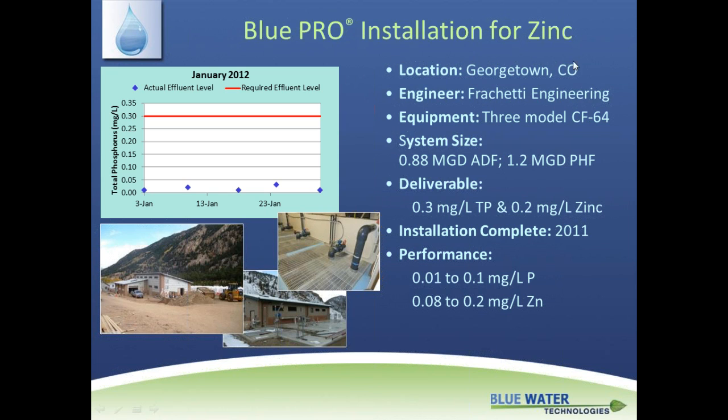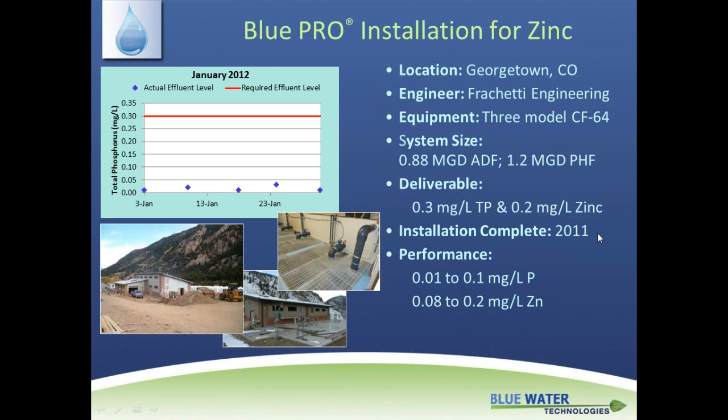Blue Pro installation for zinc. This is in a historical mining district, another one of those where there's cadmium and copper contamination. This is a municipal site that got hit with a permit level for phosphorus and zinc. So you see the permit levels here. This one has actually been highlighted a couple of times in local water conferences because it was really the first of its kind to go in.